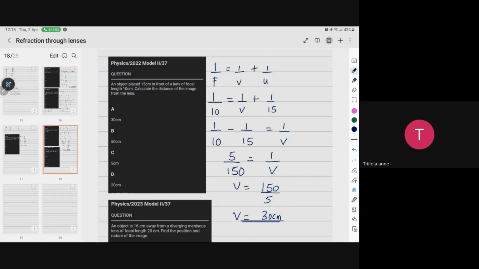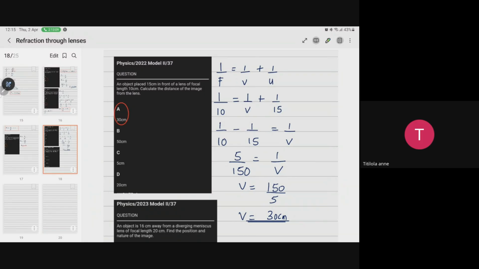All right. So now look at the next one. These are quite direct questions. All right. So this is the next one. So the next one says, look at this one.